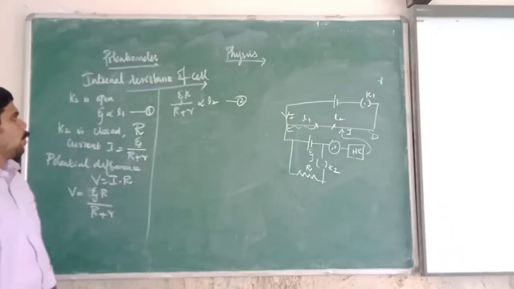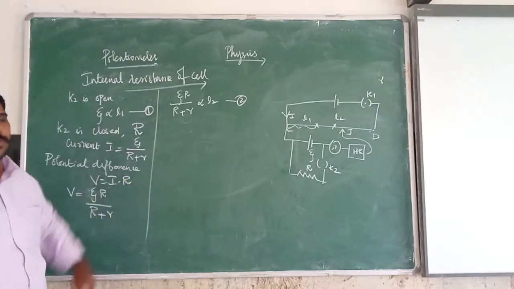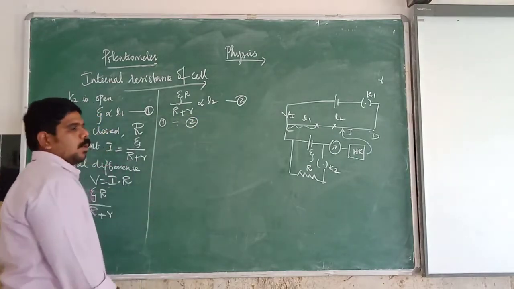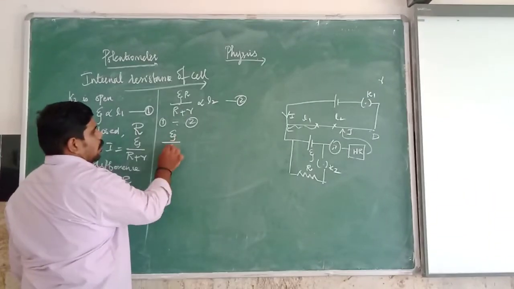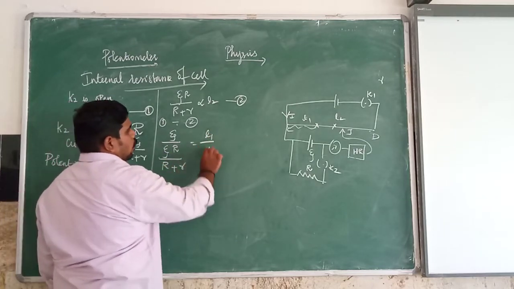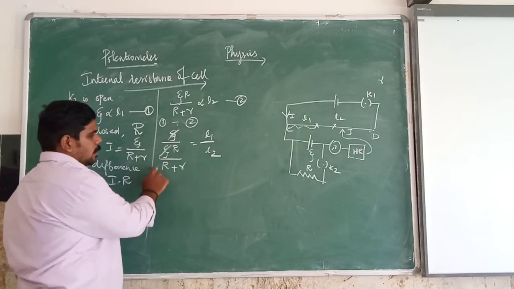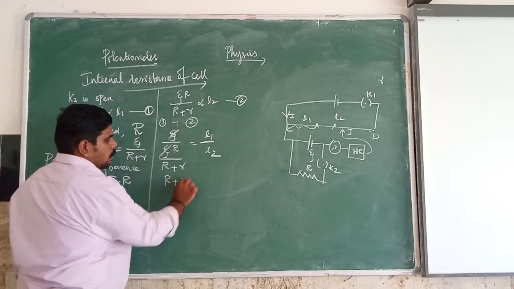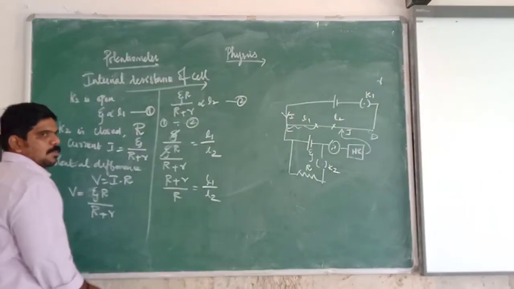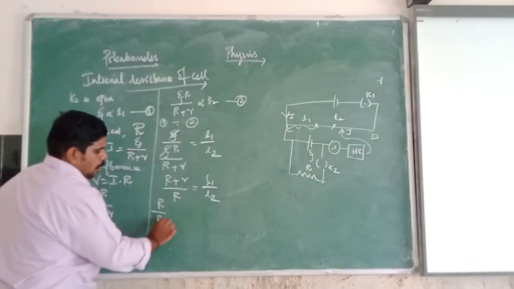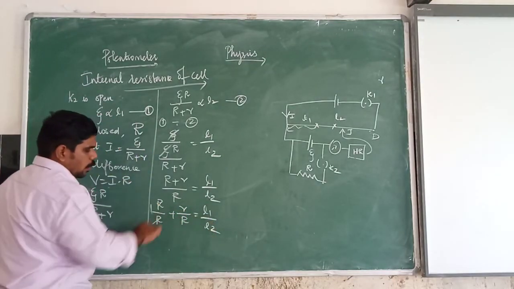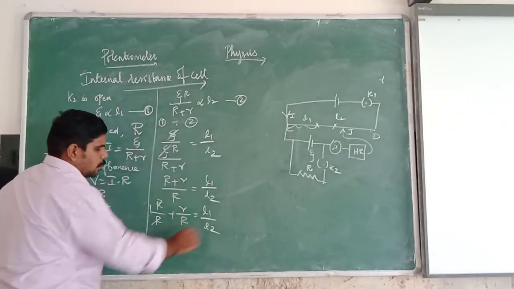Okay. Now we are going to divide equation number 1 by equation number 2. So we get psi divided by psi R by R plus r is equal to L1 by L2. Psi cancels, and this term moves to the numerator. R plus r by R is equal to L1 by L2. Splitting the term, we get R by R plus r by R is equal to L1 by L2. This will be 1. This 1 moves to the right hand side.